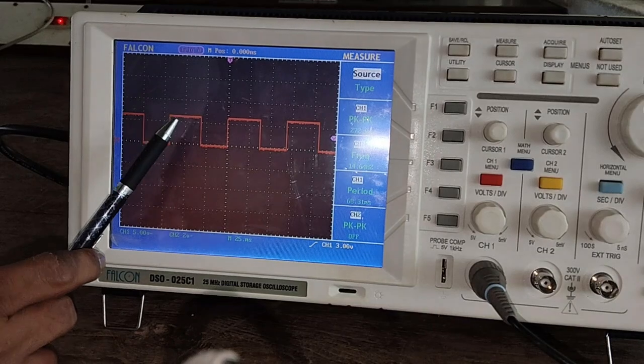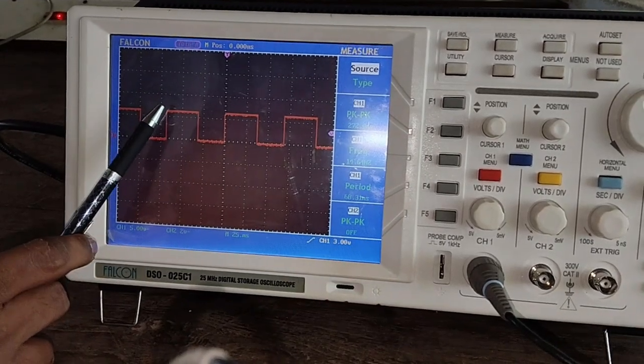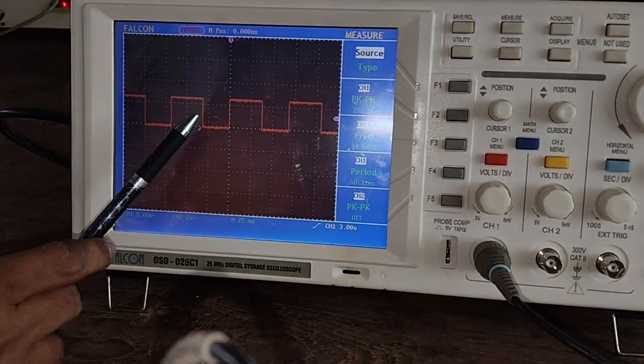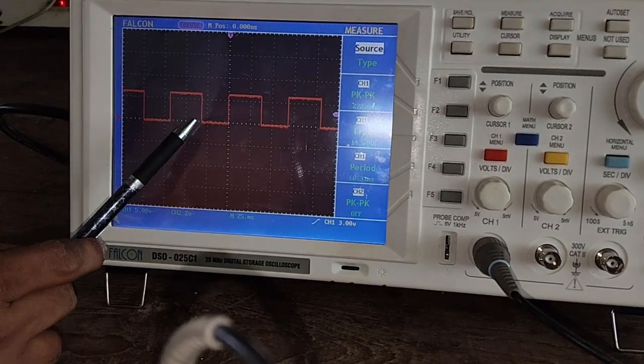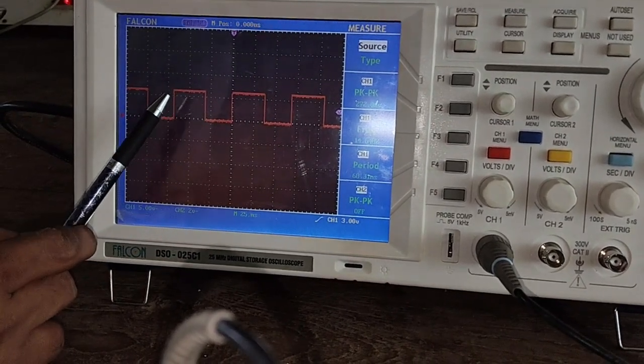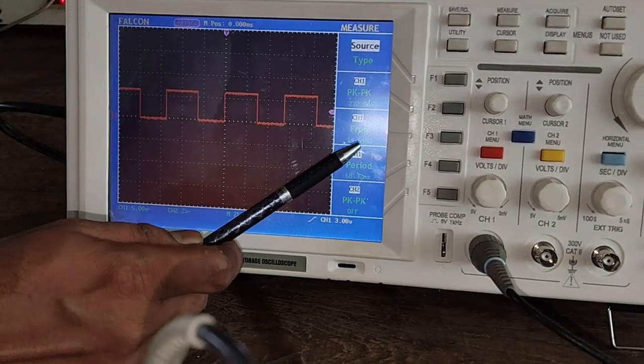This is T on, this is T off. Whenever we get T on, the LED gets on. Whenever we get T off, the LED gets off. And we are getting a continuous square waveform of frequency 14.6 Hertz.